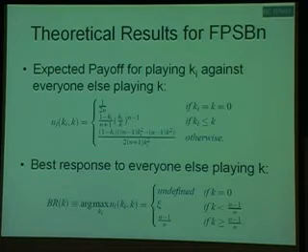Okay, maximizing that with respect to k sub i gives us a closed-form expression for the best response. My best response if you're all playing k, where that C is an expression of n and k. Anyone want to guess what that looks like? It starts with a cube root of n.